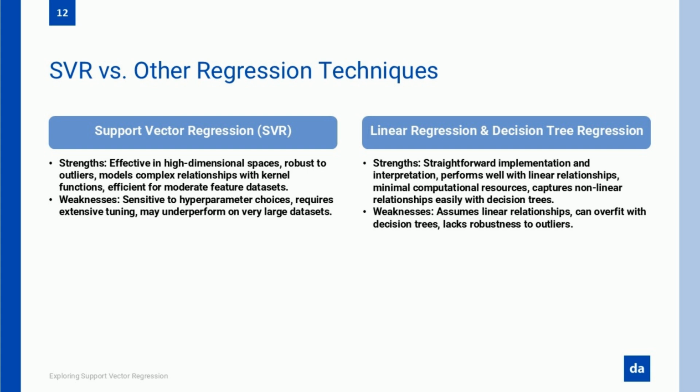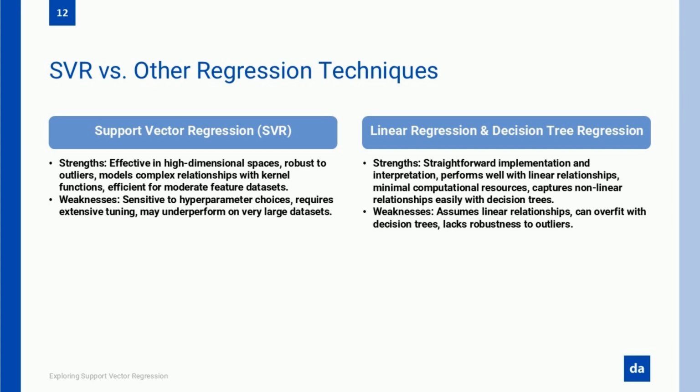SVR is often slower than both linear regression and decision trees, particularly when using nonlinear kernels, because it requires solving a complex optimization problem. This means that for very large datasets, simpler methods might be preferable unless the additional accuracy of SVR justifies the extra computation. When should we use SVR over these alternatives?